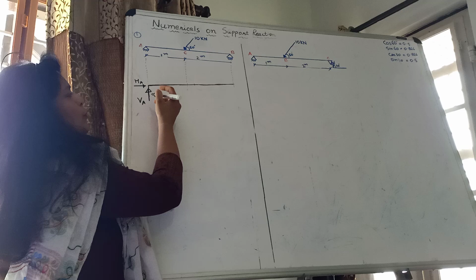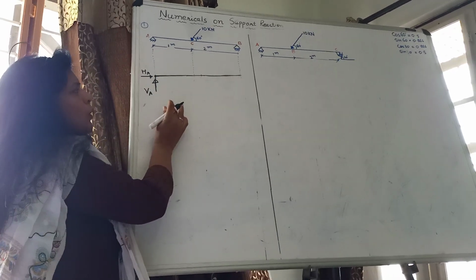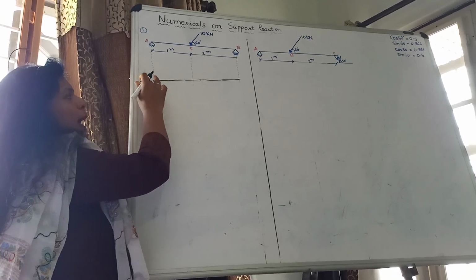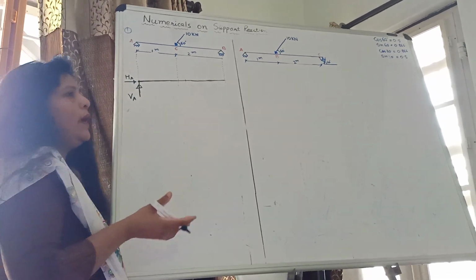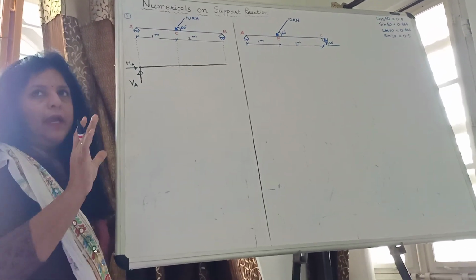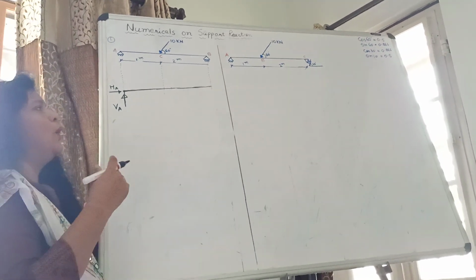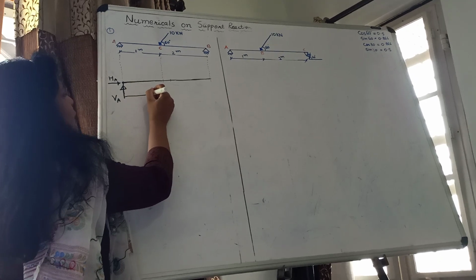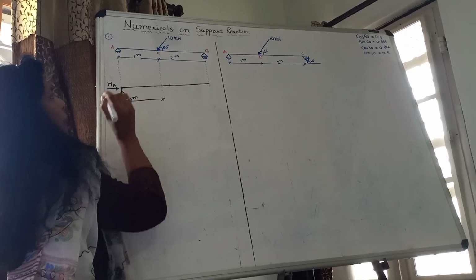Now there was one query from a student about how we assume these. So HA and VA are the reactions which we are assuming. If the sign of the answer comes negative, it means the reaction will be acting in the opposite direction. Then we move to a distance of 1 meter and now we have got an inclined load.